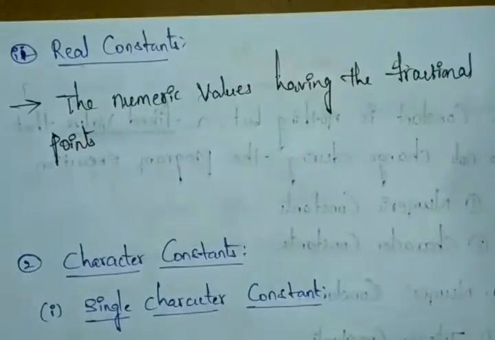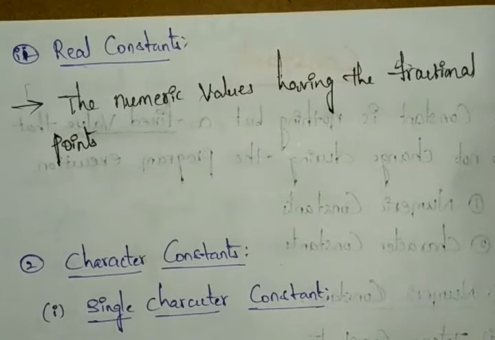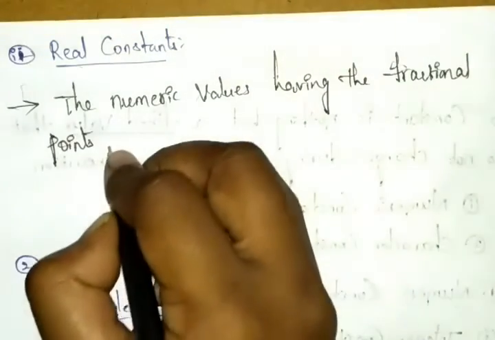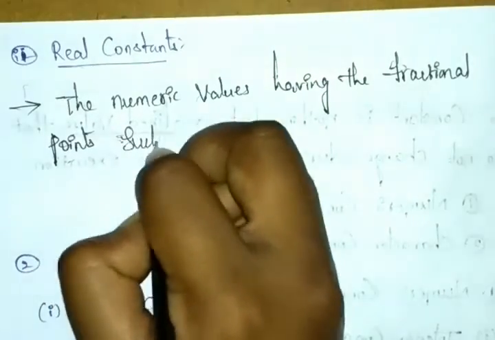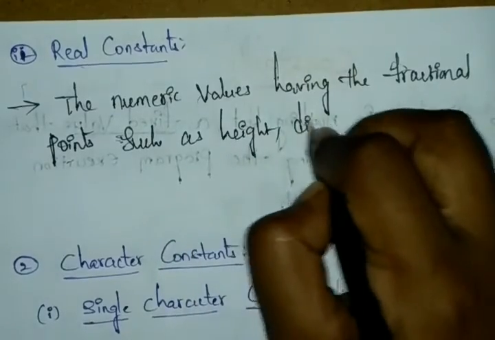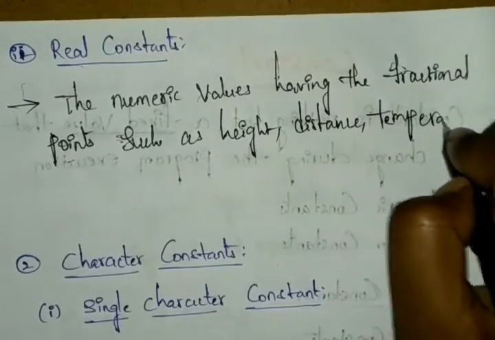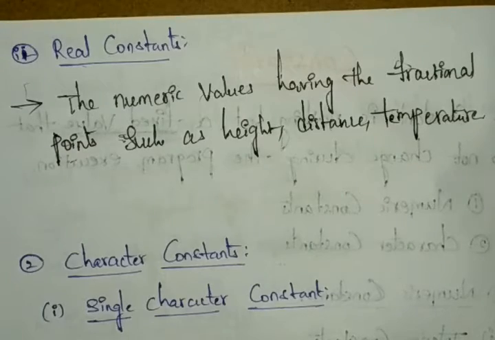Okay, so here, for example, if you're finding the height, it will have fractional points, and also it may be temperatures, distances, or anything else. If you're finding information that will have fractional points, for example, here I'm writing, whenever you're finding heights, or if you're finding distance, or sometimes temperatures, anything. So in that time we can use our real constants, which have fractional points.